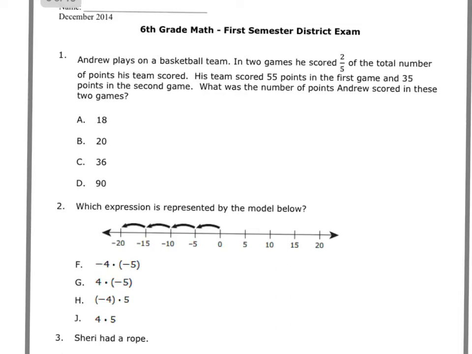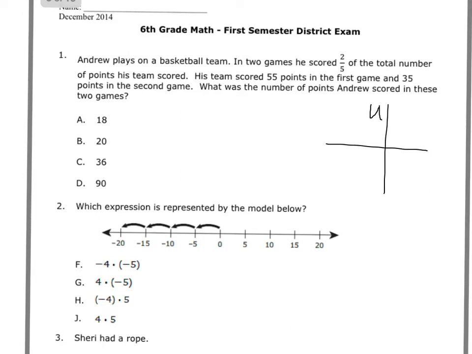All right, Andrew plays on a basketball team. In 2 games, he scored 2/5 of the total number of points his team scored. His team scored 55 points in the first game and 35 points in the second game. What was the number of points Andrew scored in these 2 games? So when we look at the little up-C model, which some of you learn, we need to understand the problem. There were 2 games that were played, and out of those 2 games that were played, he scored 2/5 of the points in both those games.